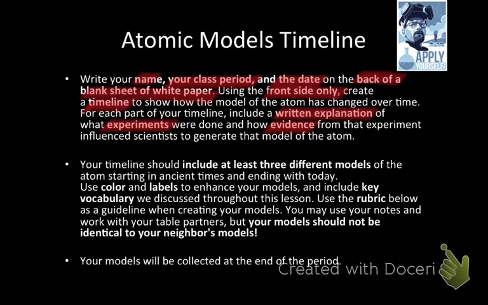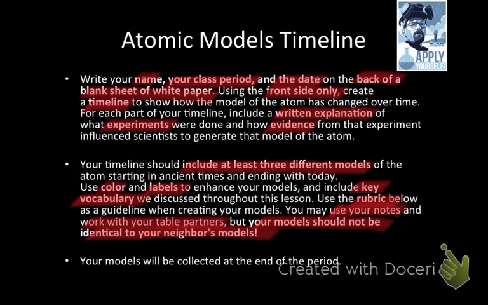Your timeline should include at least 3 different models of the atom, starting in ancient times and ending with today. Use color and labels to enhance your models and include key vocab we discussed throughout this lesson. Use this rubric below as a guideline when creating your models. You may use your notes and work with your table partners, but your model should not be identical.